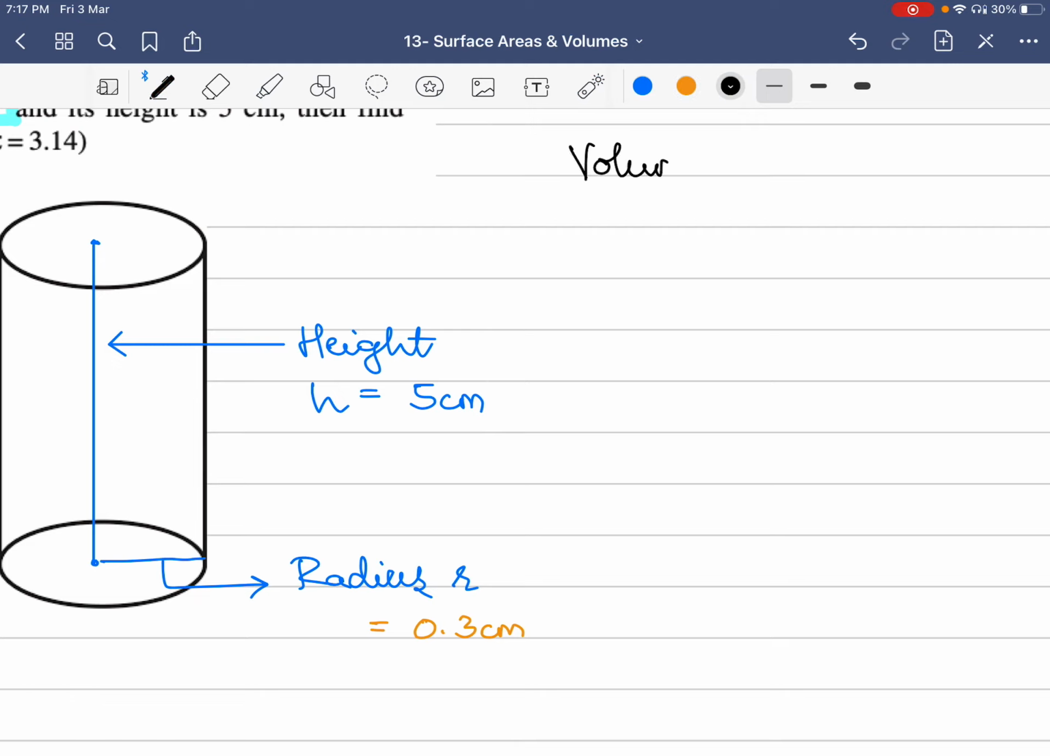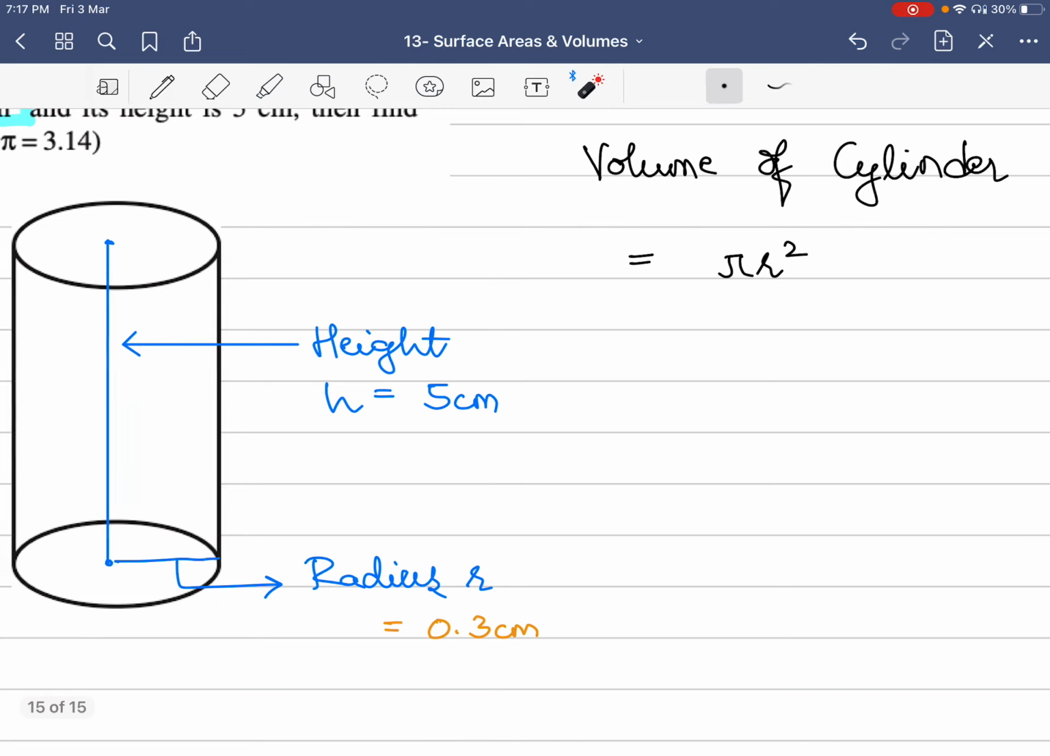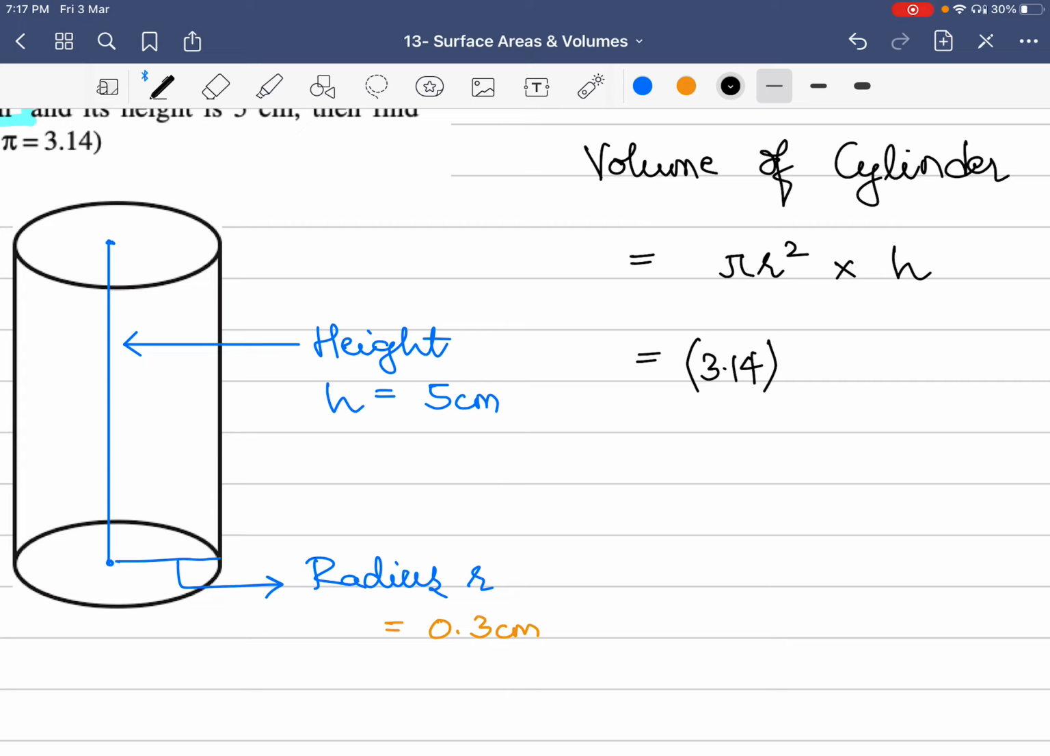The volume of cylinder is nothing but pi r square. What is pi r square? The area of this circular base, pi r square, into h. That will give us the volume of a cylinder. So pi r square into h. So let's substitute the values. Pi is 3.14 as they have said, into radius is 0.3 the whole square, into the height is 5. So this is going to be 3.14 and this is going to be 0.09 into 5.